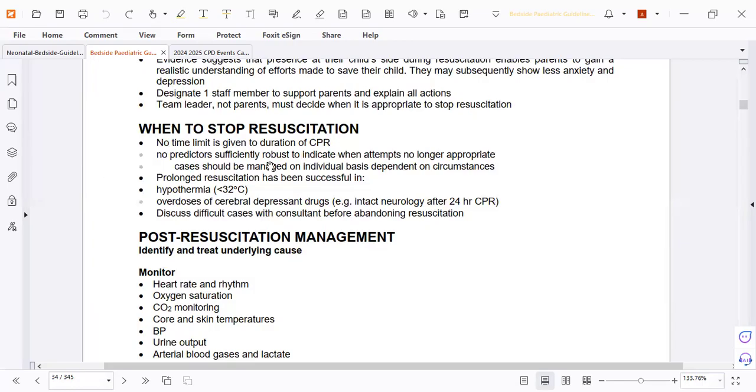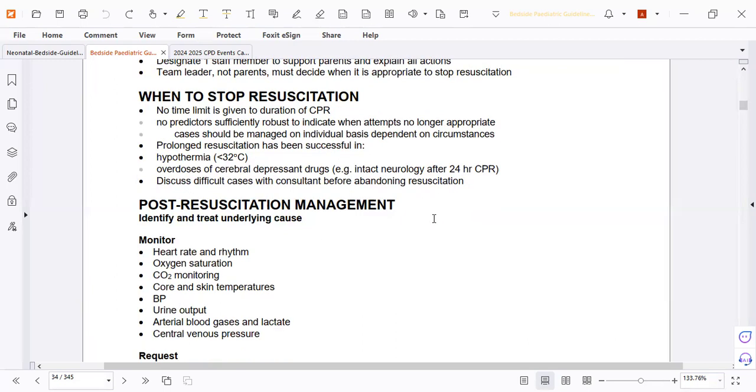So in summary, prolonged resuscitation is successful in cases of hypothermia and overdose of cerebral depressant drugs. Also, you have to consult your senior or your consultant on the timing of cessation of your resuscitation.